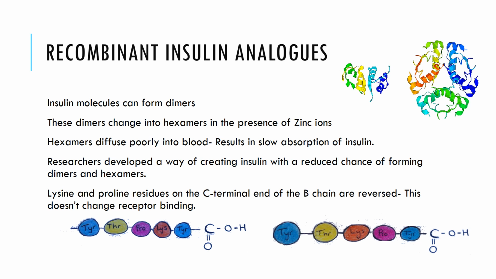There's a way of creating insulin that reduces the chance of forming dimers and hexamers. To do this, lysine and proline residues on the C-terminal end of the B chain are reversed. This doesn't change receptor binding, maintaining the efficiency of the process.